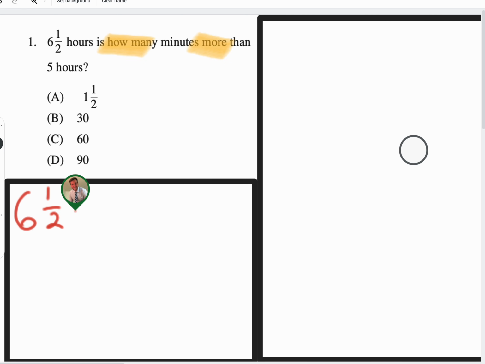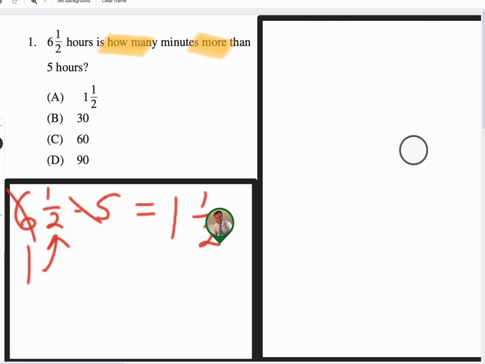Six and a half minus 5. Notice that 6 minus 5 will leave us with 1. 1.5. Our answer is A, 1.5.